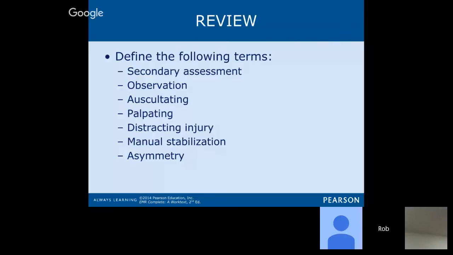So secondary assessment. Define secondary assessment. Somebody, anybody? Secondary assessment is when you check in again. Okay, so then observation. A secondary assessment is a second investigation to systematically address the patient to determine what else may be wrong.